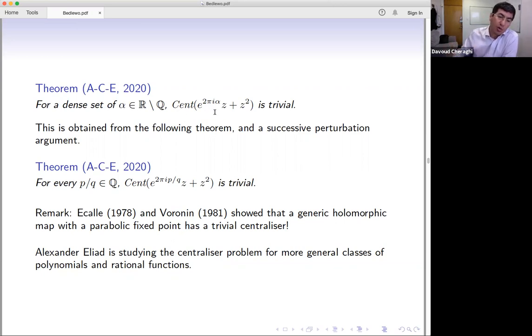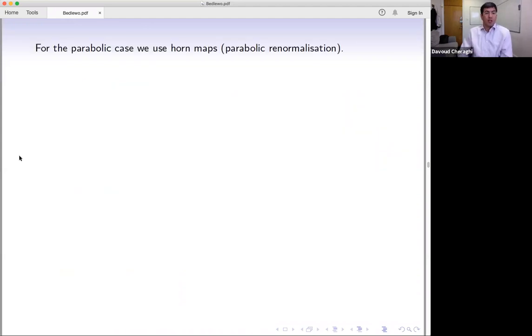If you take global holomorphic maps, that becomes easier. So let me first explain a little bit about the result for parabolic fixed points, and then try to explain how you go from here to here. So the idea, the problem for the parabolic case: our technique uses Horn maps or parabolic renormalization.